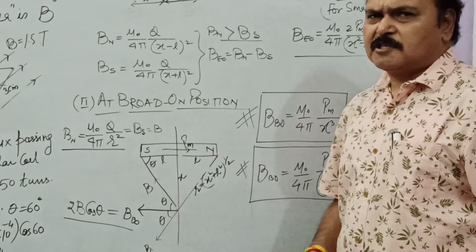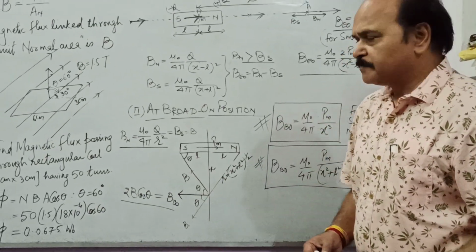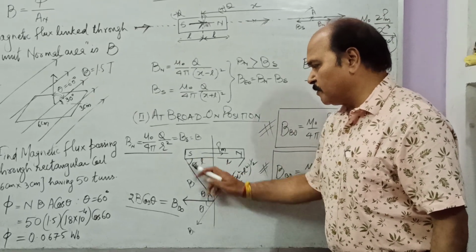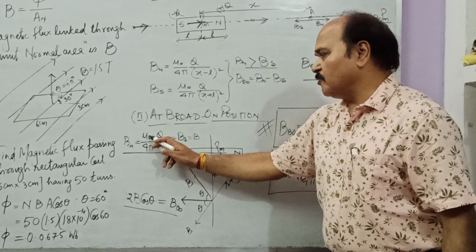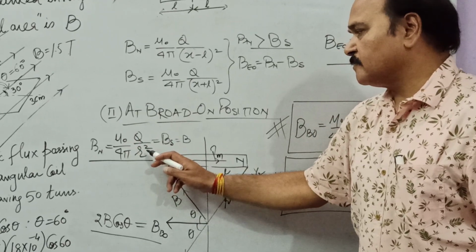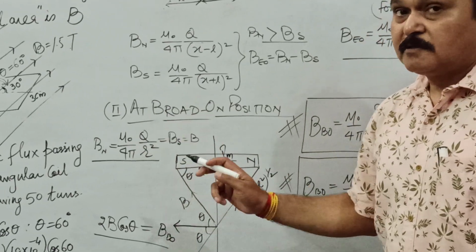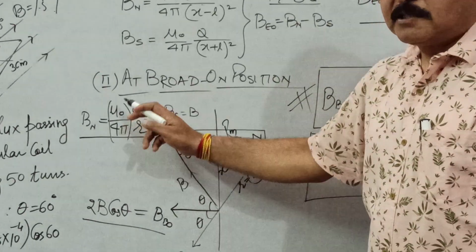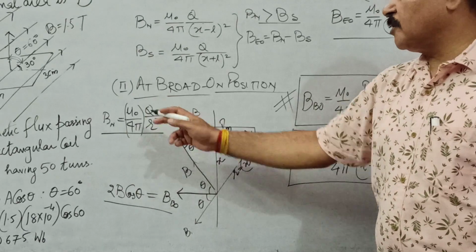We can also find out this expression, though the derivation is not in your syllabus. Because of this north pole, the magnetic field would be like this. Because of this south pole, the magnetic field would be like this. And these magnetic fields are mu naught upon 4 pi q upon r square. But remember, this q is not charge, it is pole strength. In electrostatics, here we have 1 upon 4 pi epsilon naught. Here we have mu naught upon 4 pi.